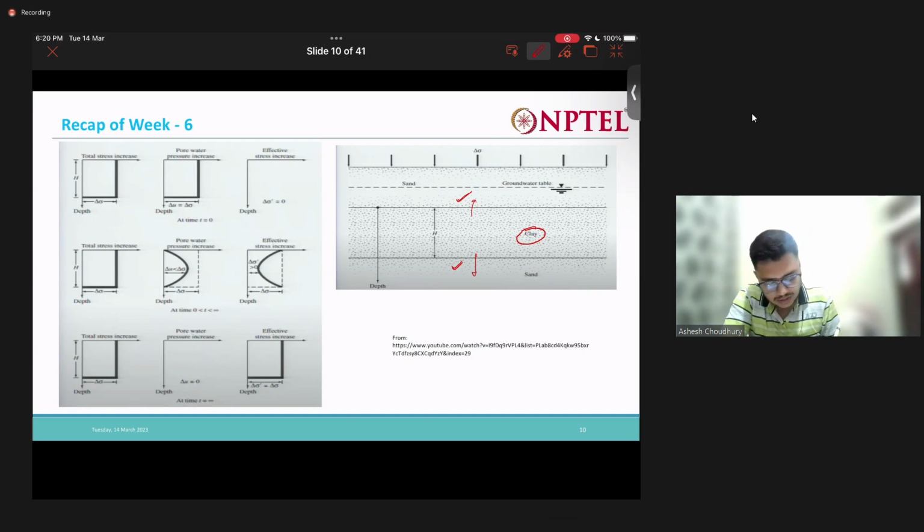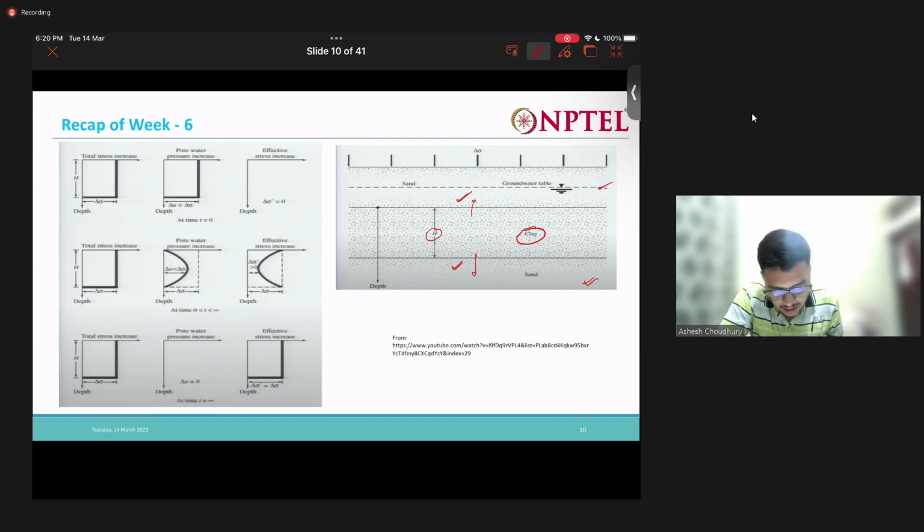The height of this clay layer is H. Now the groundwater table is positioned here, so my clay layer is completely submerged, that is, completely saturated. This is a semi-infinite soil mass, because in the z direction, the depth direction, the height is limited, while in the other directions it is infinite.